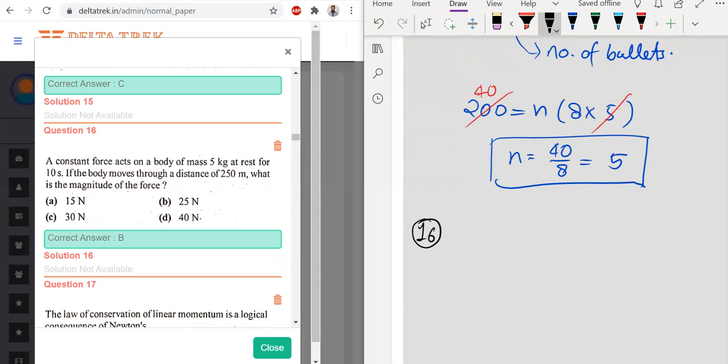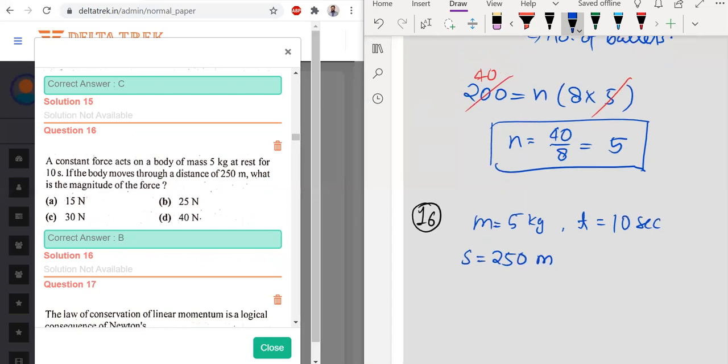So it says a constant force acts on a body of 5 kg for 10 seconds. So F we do not know, we have to find F. What is happening? Mass is 5 kg and the time is given. So it has given a new thing, that is time. Now it covers a distance of 250.